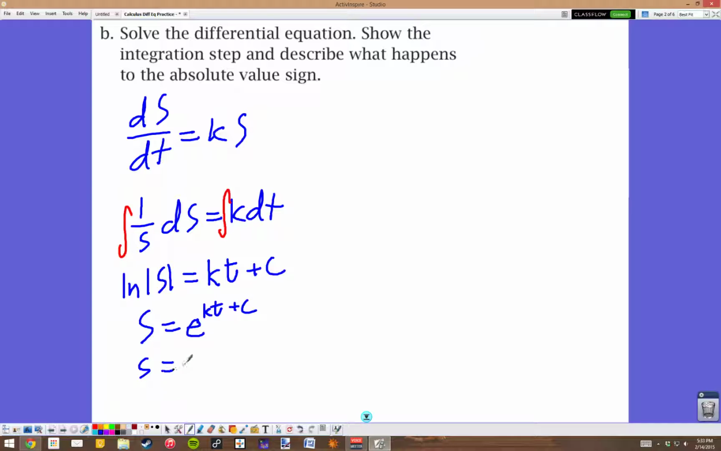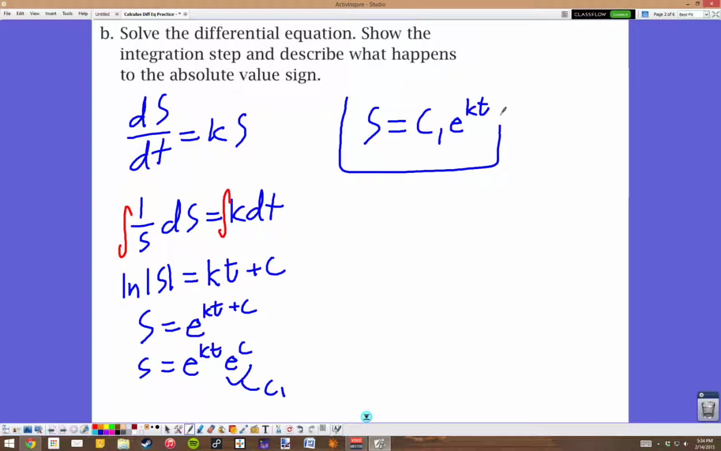Using rules of exponents, I can rewrite this as e to the kt times e to the c. And I will call e to the c, which is another constant, c1. In the end, we've got s equals c1 e to the kt. That's our general solution.